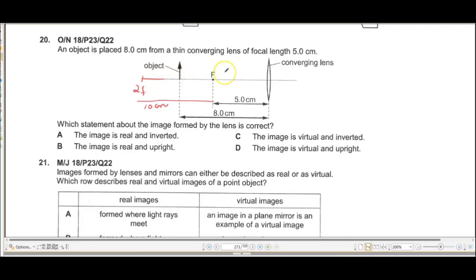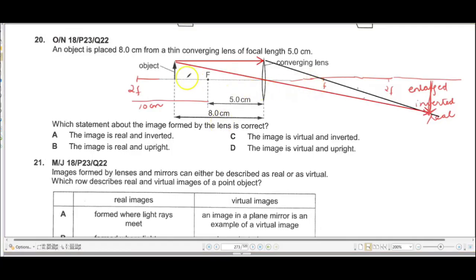So the image now is going to be formed beyond, if we extend this, it's going to be formed beyond f and 2f. So the image that is formed beyond f and 2f is going to be enlarged, inverted, and real. Okay? So you can also have a look at this. I'll just form the lines and you can see.